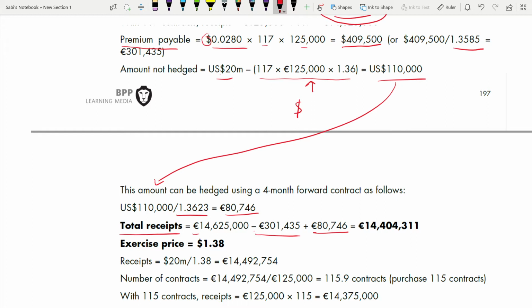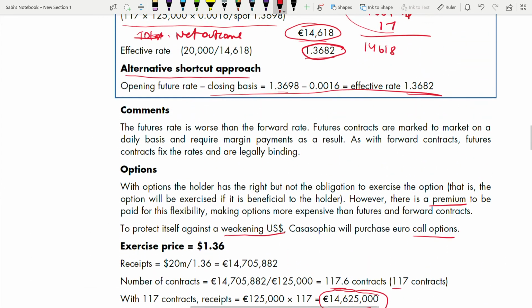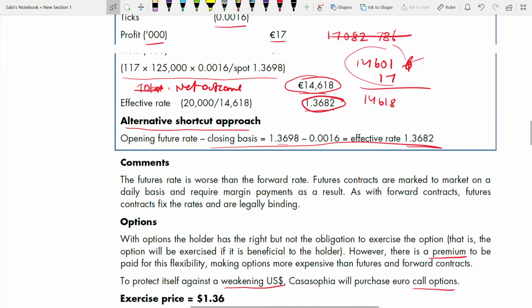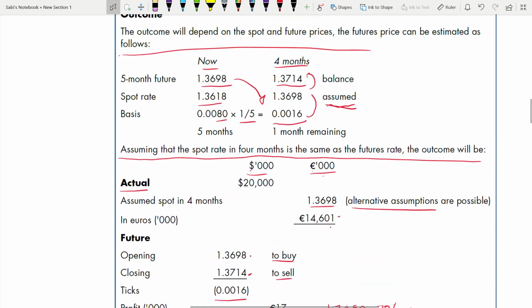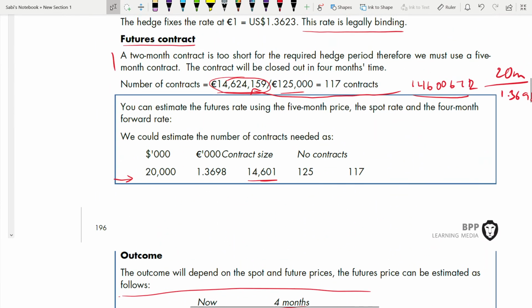When you hedge it, it's under hedged. That means if you are hedging using forward, you are getting more payment. So this also has to be added. And this is 14,404. Right? It is less than the forward. We saw that forward was the best. Let's see it with the future. 14,404.